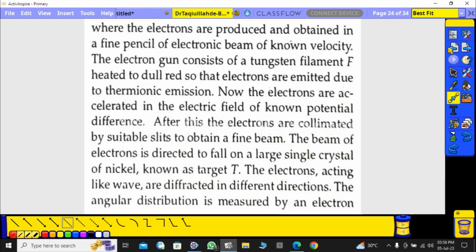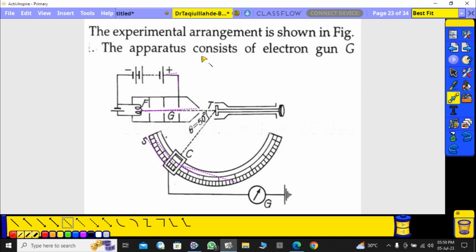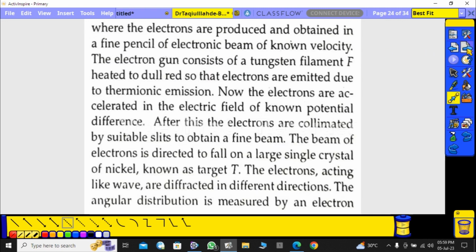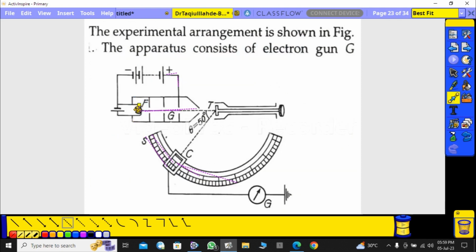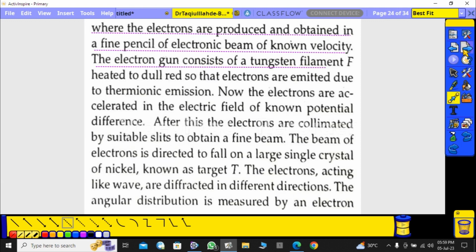Okay. So the apparatus consists of electron gun G, where the electrons are produced and obtained in a fine pencil of electron beam of known velocity. The electron gun consists of a tungsten filament. This is the filament, made up of tungsten, heated to dull red, so electrons are emitted due to thermionic emission, as I have told.